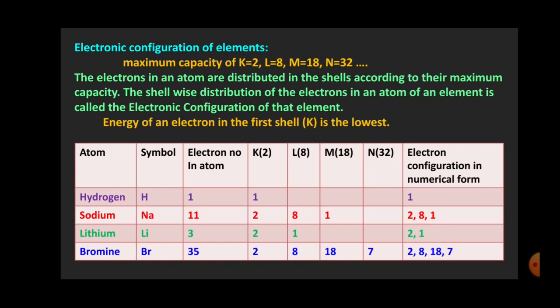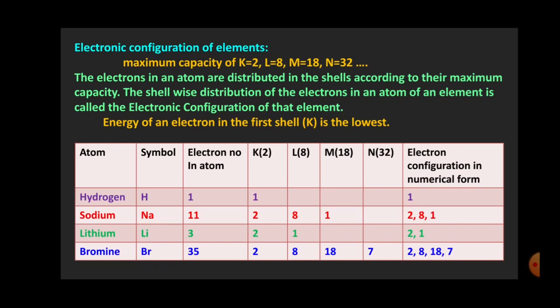As you can see, we have a table in which the very first column is atom. Next is symbol. We know that the abbreviation of the name of the element is called the symbol. Third is electron number in atom, that is, how many electrons are present in that element. Next are K, L, M, N. Now we know the formula 2n².